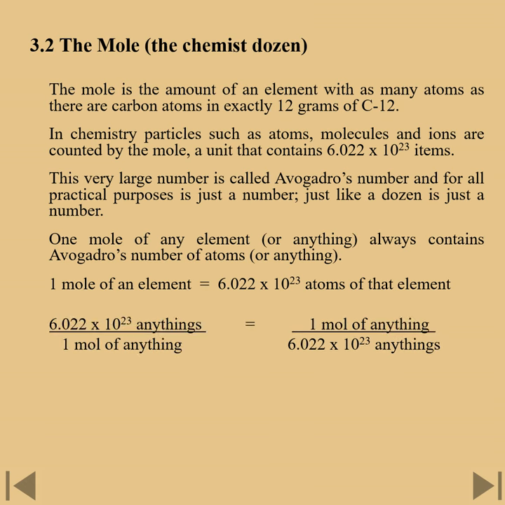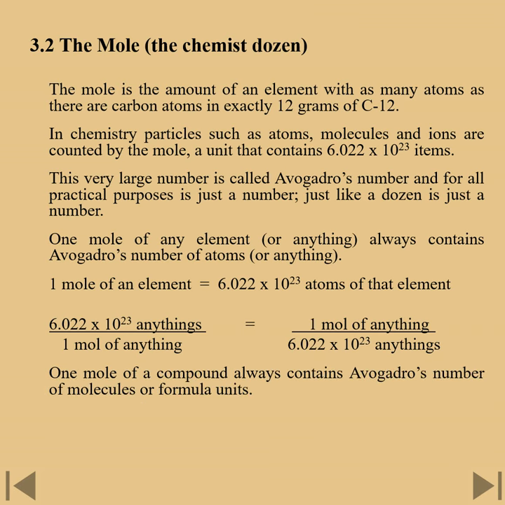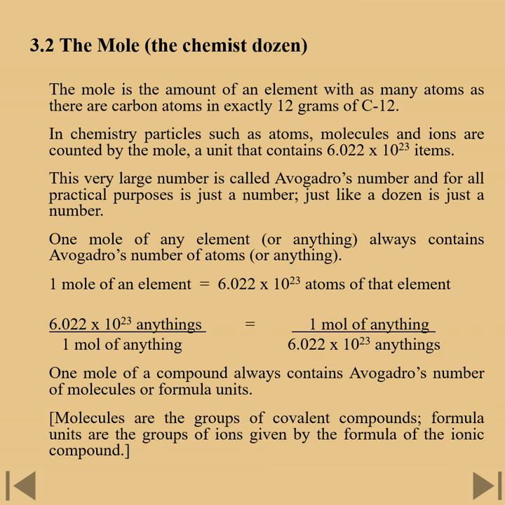Now, a mole of anything contains Avogadro's number of that anything, and so that gives us the conversion factors. That's 6.022 times 10 to the 23rd anythings per mole of anythings, or a mole of anythings per the 6.022 times 10 to the 23rd of those anythings. And so if we want to know how many atoms are in a sample, we'll be using Avogadro's number. And we'll talk about this more in just a little bit. I do want to point out that when we're talking about compounds, molecules is the unit that we talk about for covalent compounds, and formula units is the formal term when we're talking about ionic compounds.